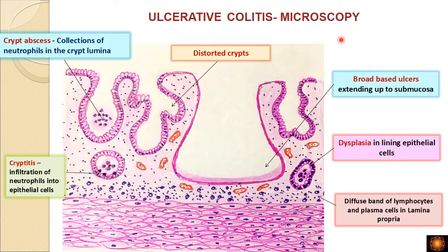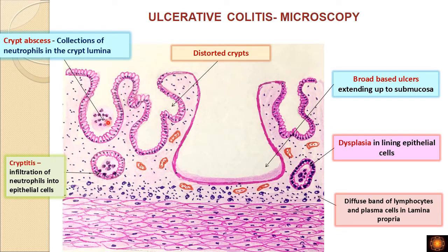Now coming to the microscopy, what we see first is distorted crypts, like what we were seeing in Crohn's disease. Here also it is the same feature, distorted crypts. But the important feature is that in the crypts we see crypt abscesses. Crypt abscesses are nothing but a collection of neutrophils in the lumen of the crypts, which we call crypt abscesses.